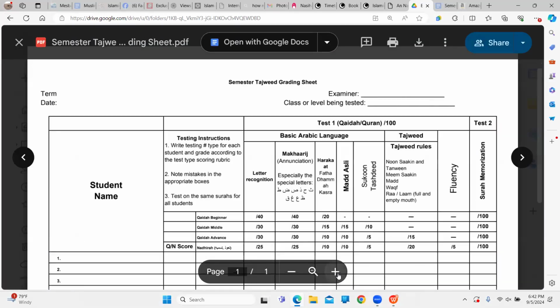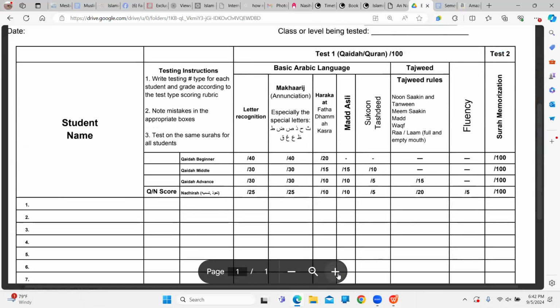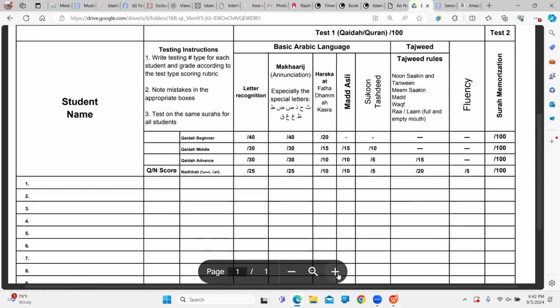For example, if we ask Sheikh Maulana Suhaib to do the testing, he is going to use this sheet. I showed it yesterday, I'm going to show it again. He will put on the left side Aisha, Muhammad, Yaqub, Yusuf, Sulaiman, Fatima, Humaira. He puts them all on the left side. Let's say everyone is at qaida beginning: they have done the makharij and fatha kasra dhamma only. So he tests them.